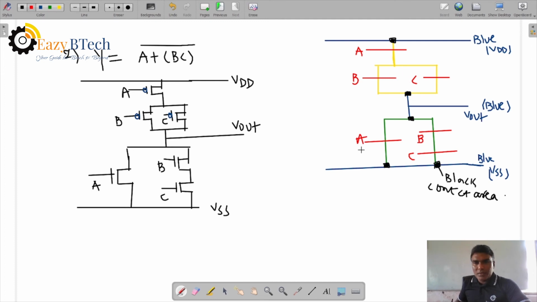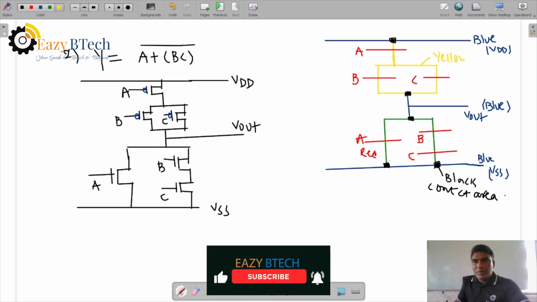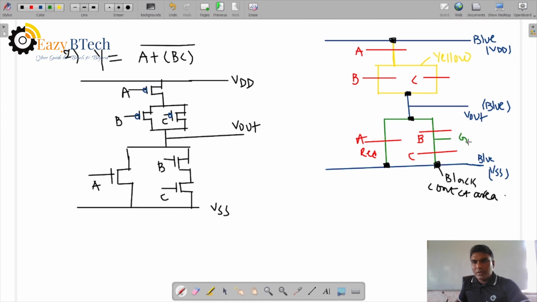Now we can represent the colors. This is red color for polysilicon, right? Yellow color for P plus diffusion, green for N plus diffusion. You see, this is green for N plus diffusion, source and drain, and this is P plus diffusion. So this one is a stick diagram for a CMOS inverter design style, because both PMOS and NMOS are there.